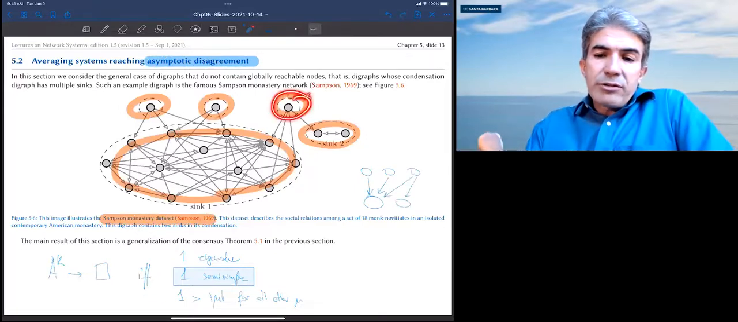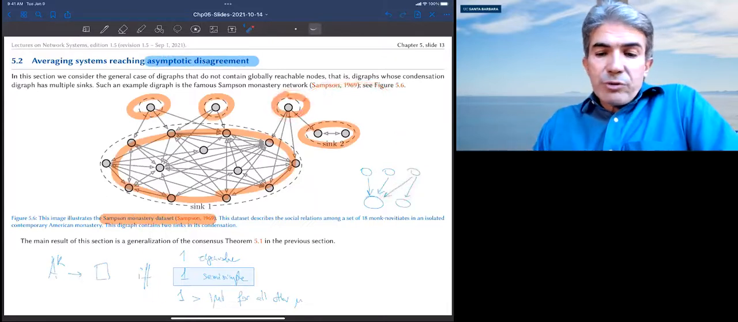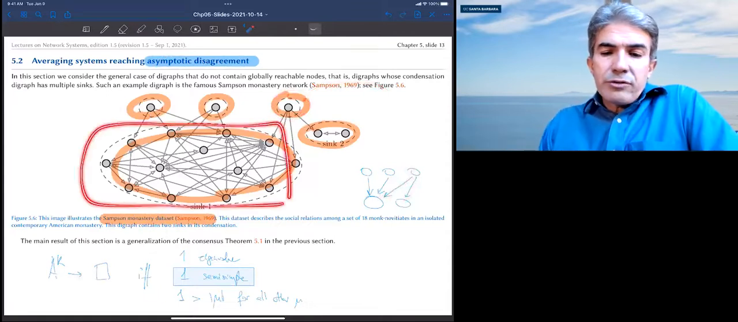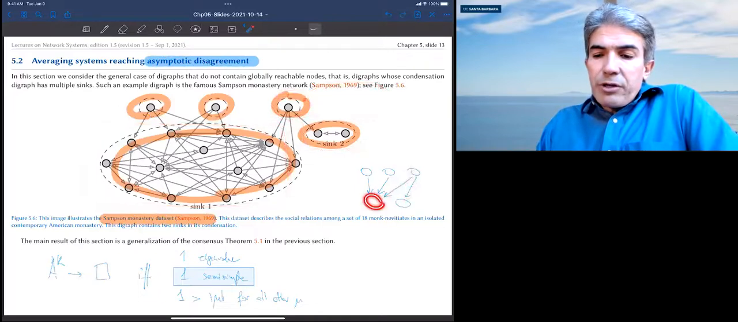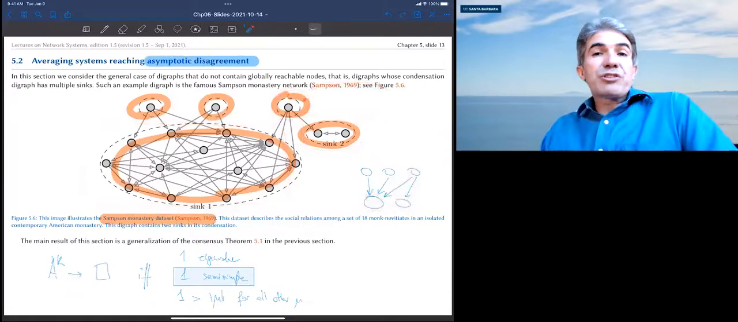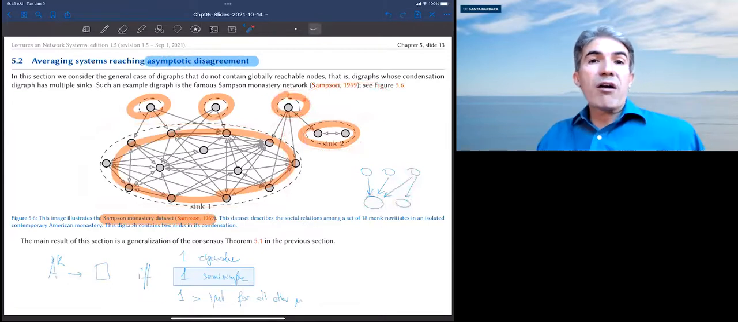So this isolated individual corresponds to that node. And this node here in the condensation points to both 2 sinks of the condensation. Again, the condensation has 2 sinks because there's no outgoing edge from here, sink 1, or from there, sink 2. And so both sinks appear in the condensation. This is the first example I'll show you of a condensed digraph with 2 sinks. And because there exist 2 sinks in the condensation, in this example, there exists no globally reachable node.